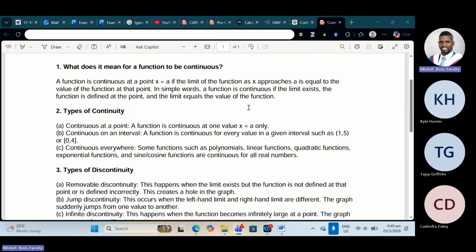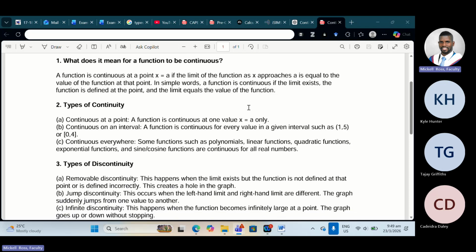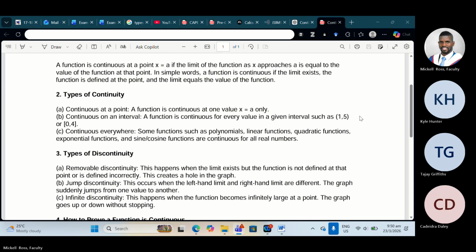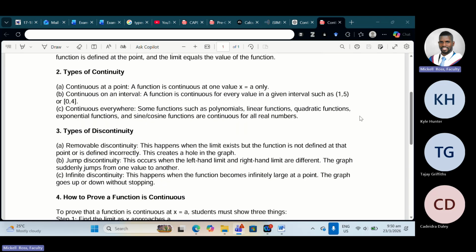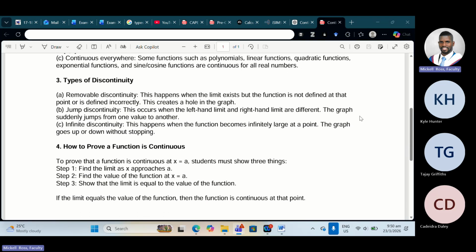So, looking at continuity and discontinuity, whether a function is continuous or discontinuous, or when it is discontinuous, we were actively taking information on what is meant by a continuous function and the types of continuity. We also look at the types of discontinuity and how to prove that a function is continuous.